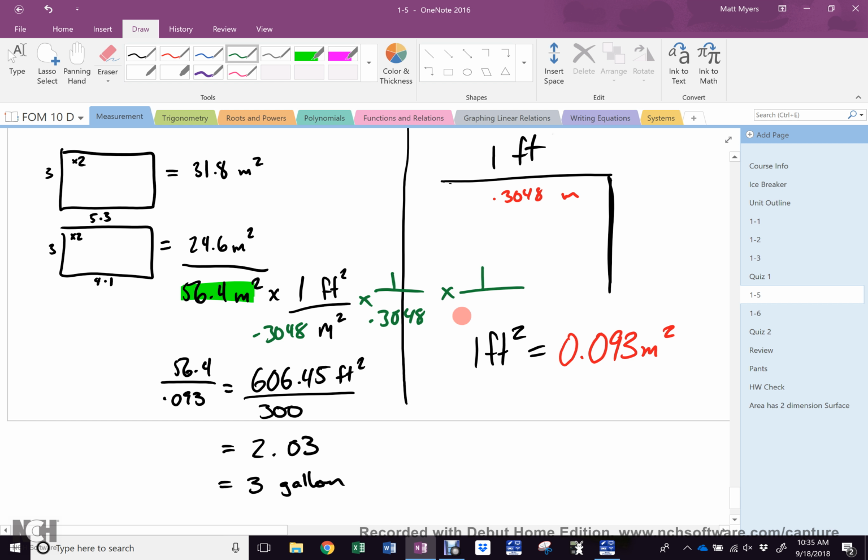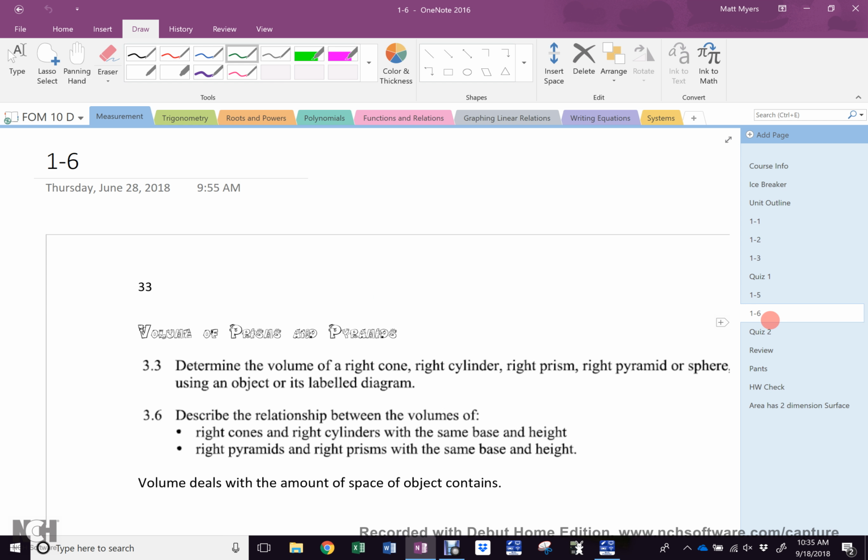What if I was going into the third dimension? I'd have to do it again. 0.3048 again. And that would take meters to cubed. Everybody good? All right. Everyone's cool? It was scary? I don't think it was scary. I think that's taking it a little too far, don't you?